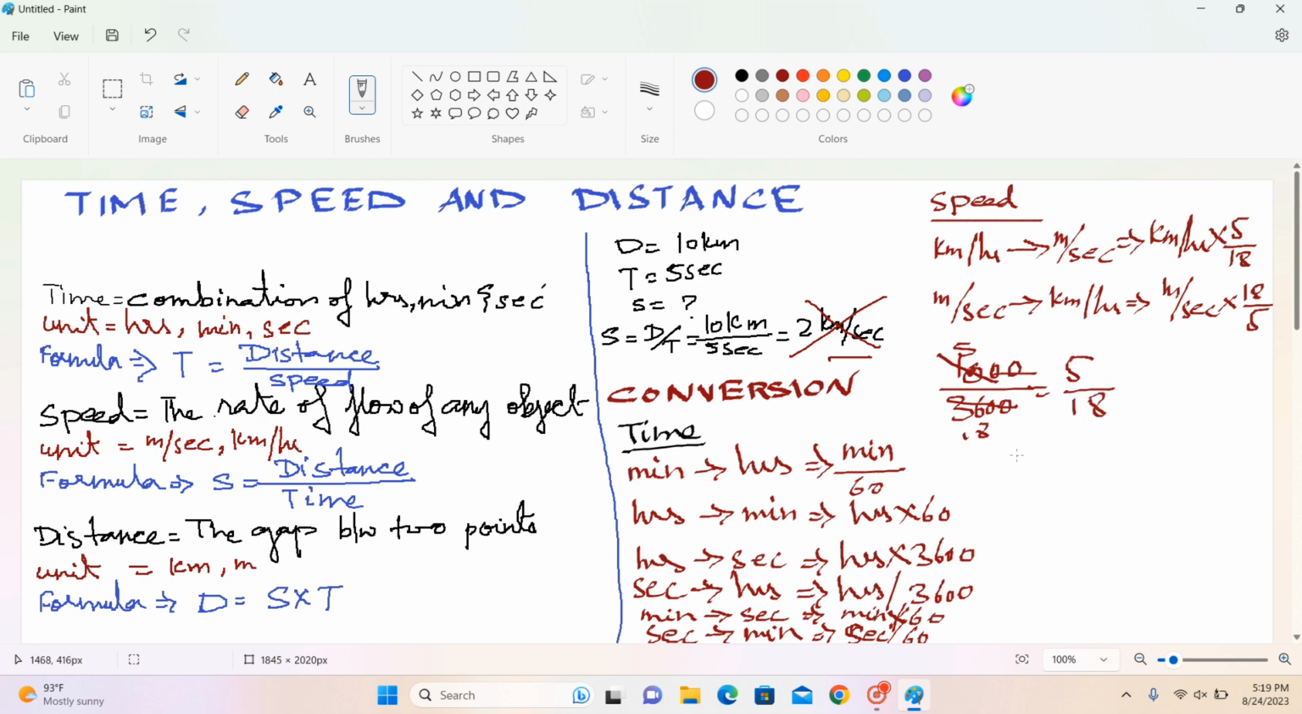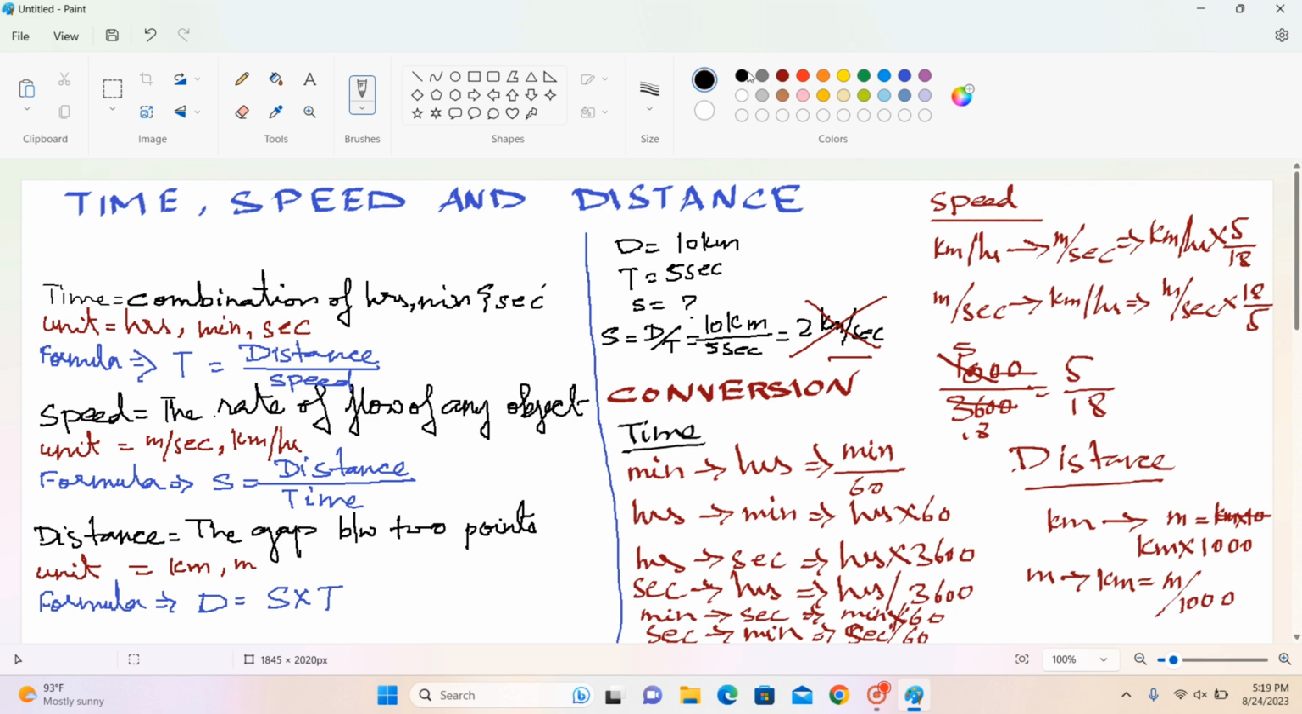Again, if we need to do the conversion for distance, then kilometer I have to convert to meter. So 1 kilometer is how many meters? 1000 meters. So multiply kilometer with 1000. If we need to convert meter to kilometer, meter divided by 1000. So these are some of the conversions.